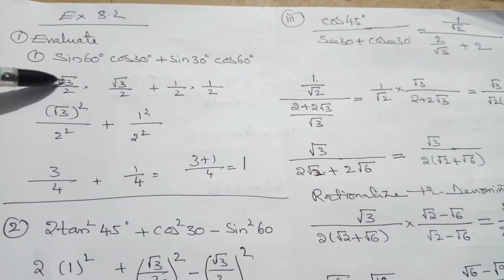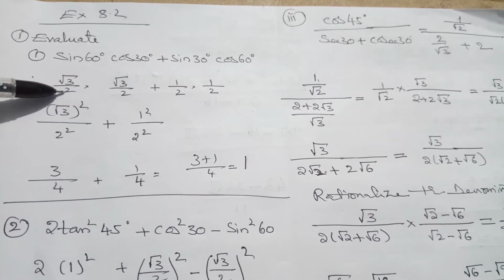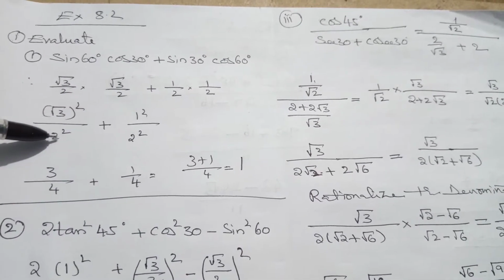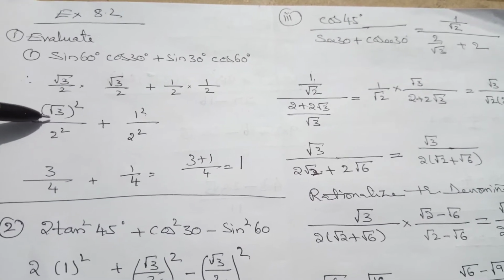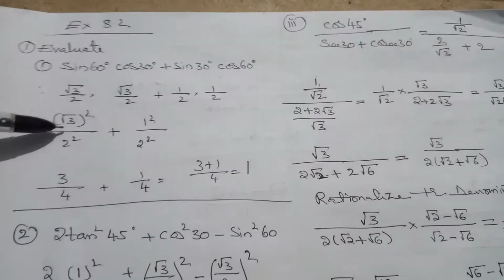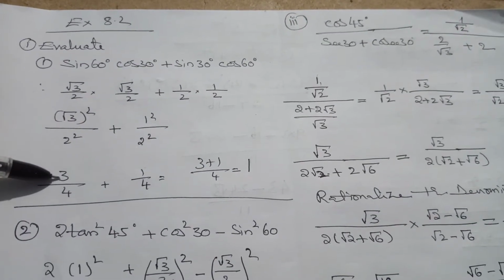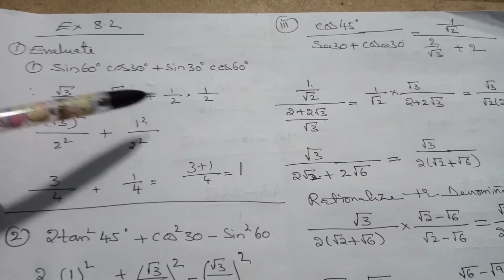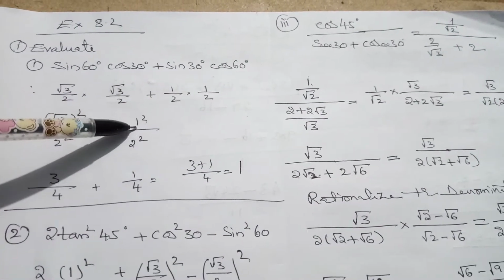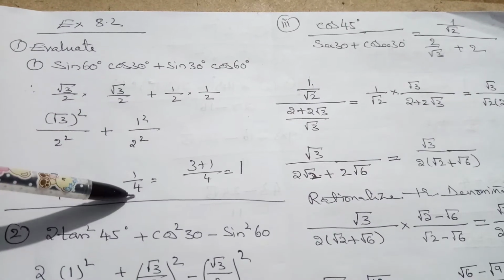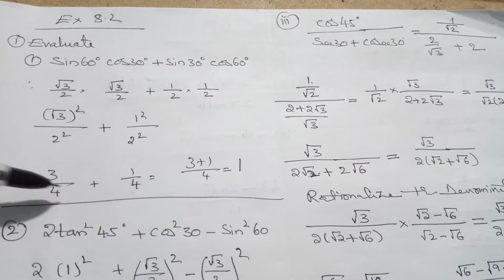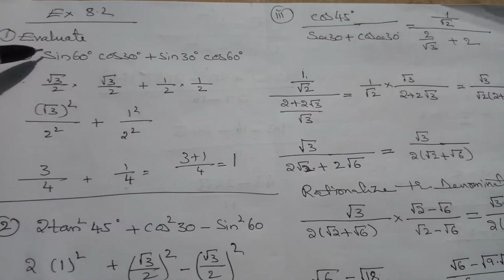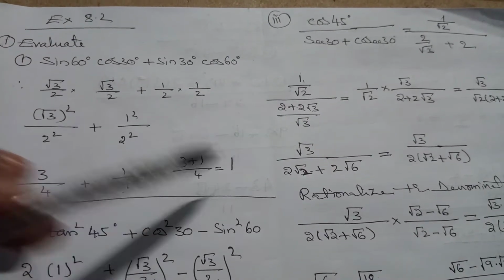Therefore numerator multiplies numerator and denominator multiplies denominator. Root 3 whole square by 2 square. Root 3 whole square is equal to 3, 2 square is equal to 4, plus, here 1 times 1 is 1, 2 times 2 is 4, 1 by 4. So after adding these two fractions, you will get 1. So the value of this expression is 1.